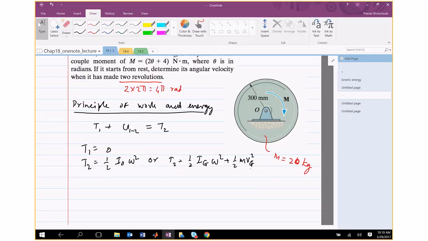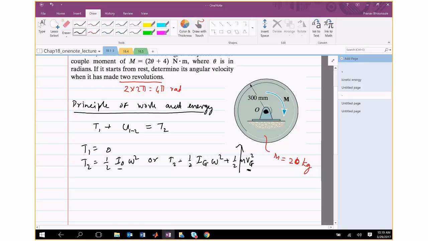So what is Vg? It's the velocity of the center of mass. Assuming it's uniformly distributed, the center of mass is right here, right in the middle. So what's the linear velocity of the center of mass? It's zero, so this is zero. So this formula tells me it's half Ig omega square.